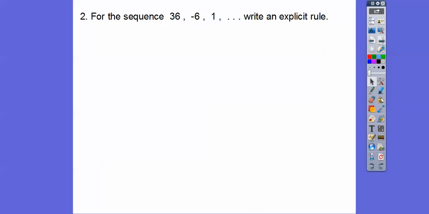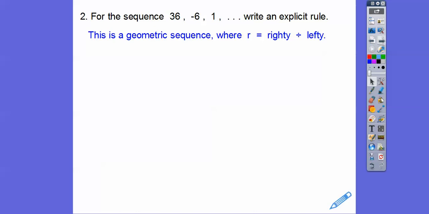All right, so now this is exponential stuff, so that means this is going to give us a geometric sequence. For a geometric sequence, we need to figure out what's our rate of change, our r. So we just pick any two numbers. We can pick 36 and -6, or we can pick -6 and 1. Anyway, r is the right number divided by the left number. I like to call it righty divided by lefty. So it's easier just to see 1 divided by -6 is going to be -1/6. Okay, so that's what r is.